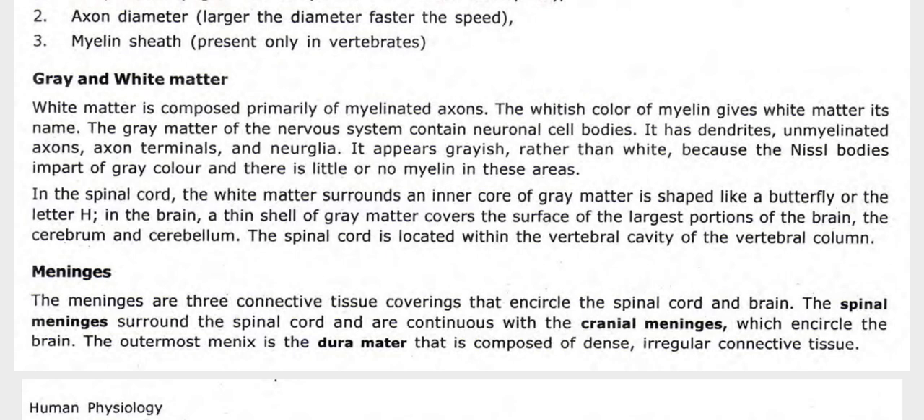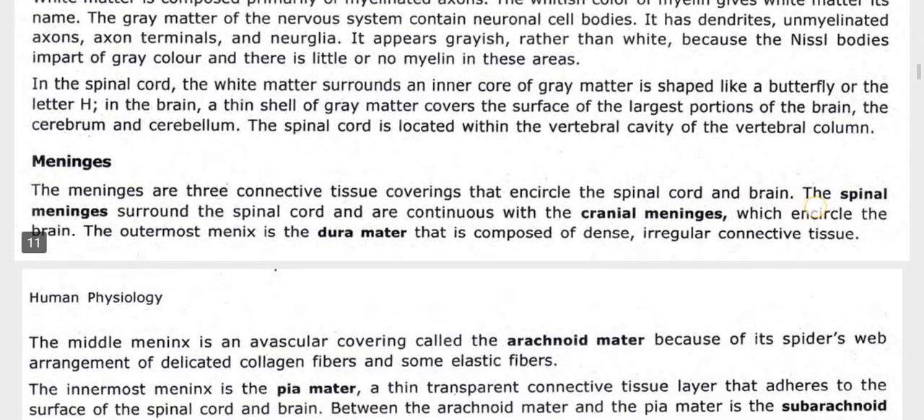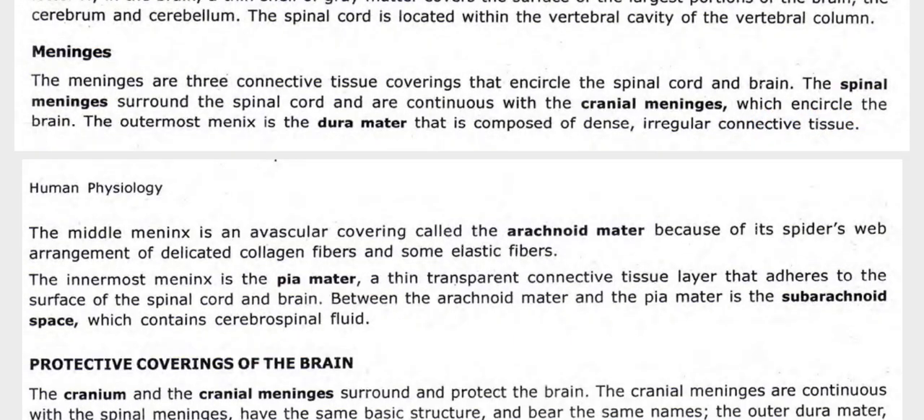Then, meninges. The meninges are three connective tissue coverings that encircle the spinal cord and brain. The spinal meninges surround the spinal cord and are continuous with the cranial meninges, which encircle the brain. The outermost meninx is the dura mater, which is composed of dense, irregular connective tissue.